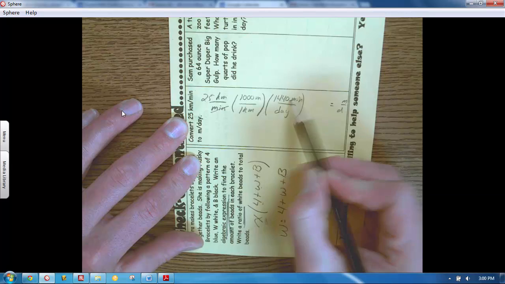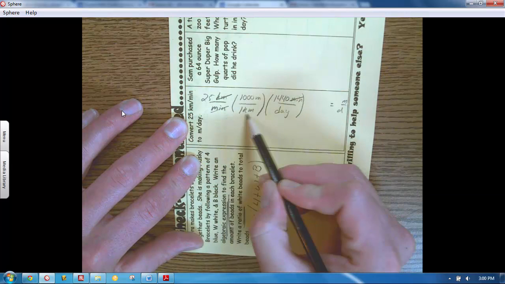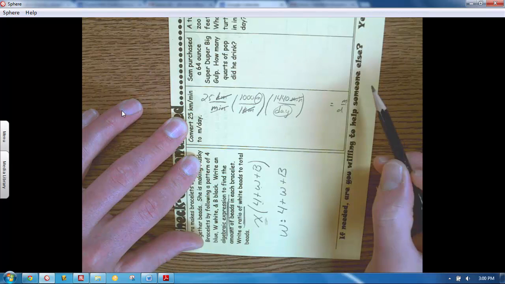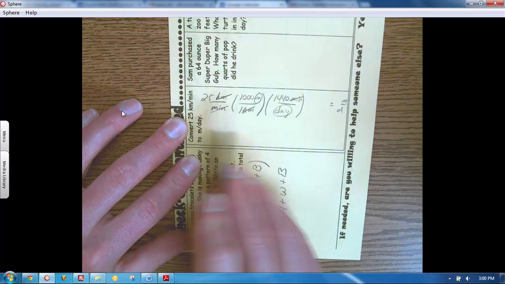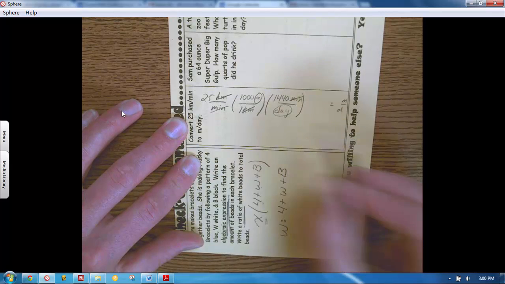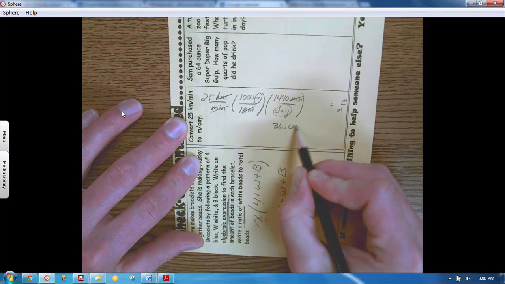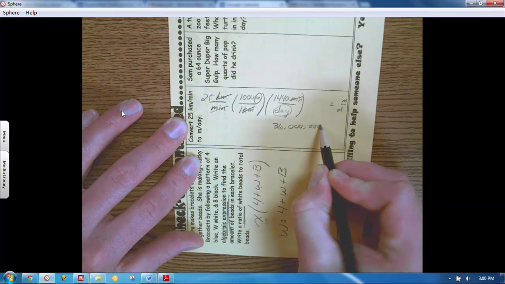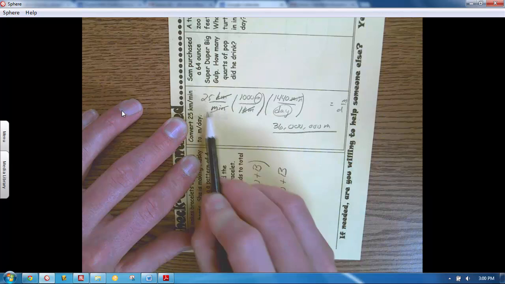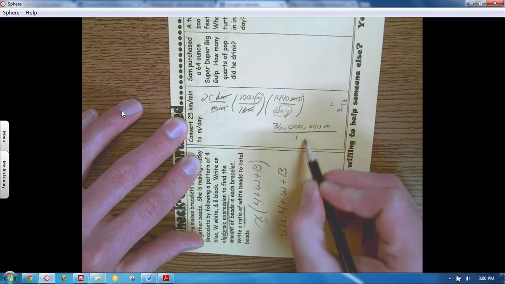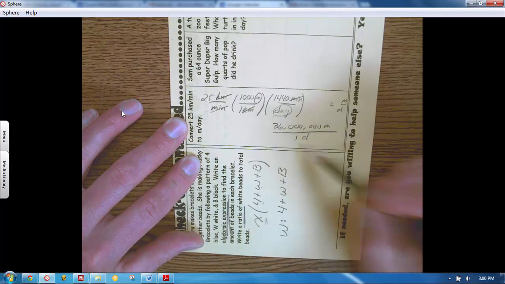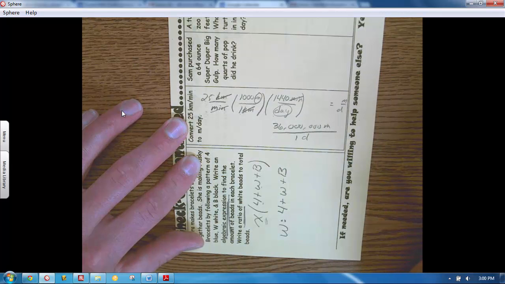Minutes cancels minutes. Kilometers cancels kilometers. We're left with meters per day. And then we just multiply top times top times top. That's going to get me 36 million meters over 1 times 1 times 1 is 1 day. So 25 kilometers per minute is the same as 36 million meters per day.